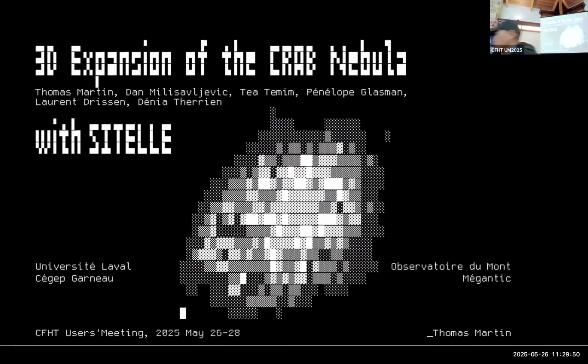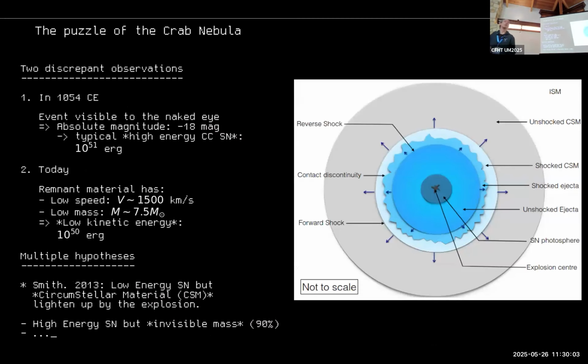I work with SITELLE data, and I'm going to present the last results we obtained on the Crab Nebula. So the Crab Nebula, as most of you know, is a supernova remnant, which comes from a supernova which exploded in 1054. It's up to a few years ago.